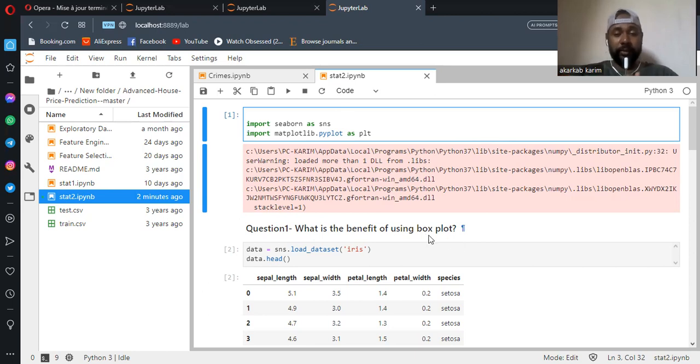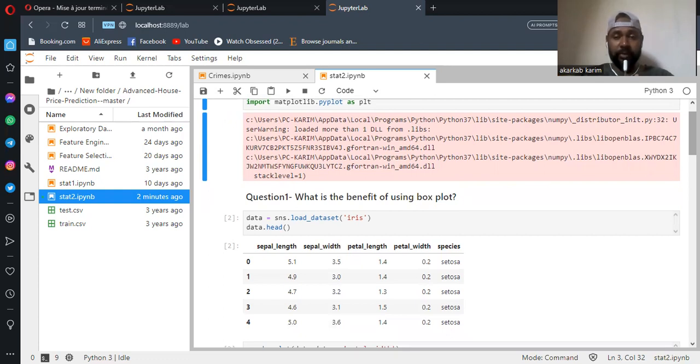The first question we're facing here is: what is the benefit of using a box plot? The box plot, which is in Seaborn, we use to show the five number summary. I will show you now how that works.